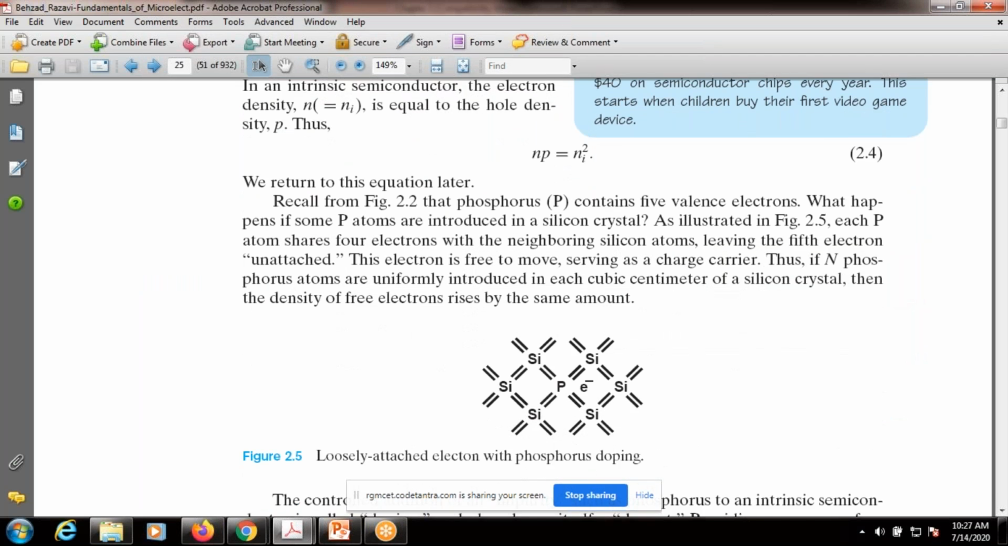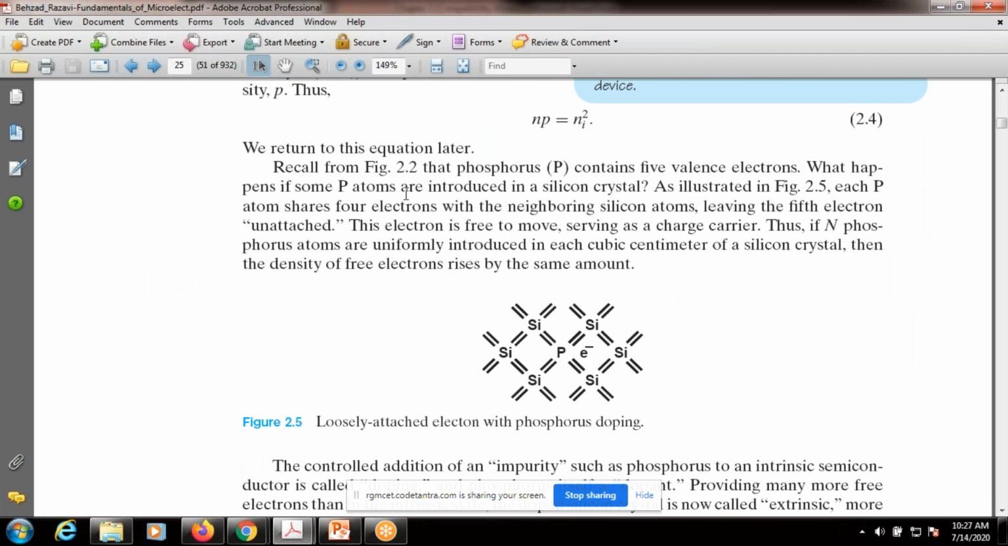Okay, observe here. Now phosphorus. Recall from figure 2.0 that phosphorus contains 5 valence electrons. What happens if some phosphorus atoms are introduced in a silicon crystal? Okay, this is the silicon crystal. In the middle we introduce, for example, a phosphorus atom. We added a phosphorus atom. Now this becomes an impure semiconductor, not a pure semiconductor. This is also called an extrinsic semiconductor, right?